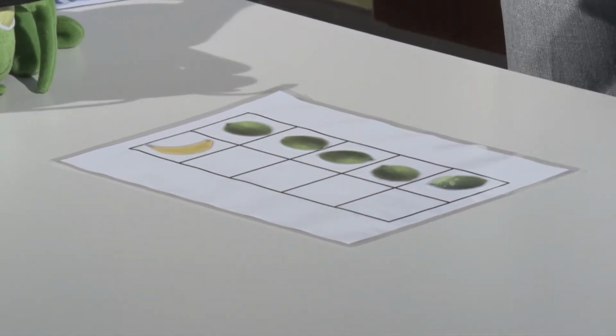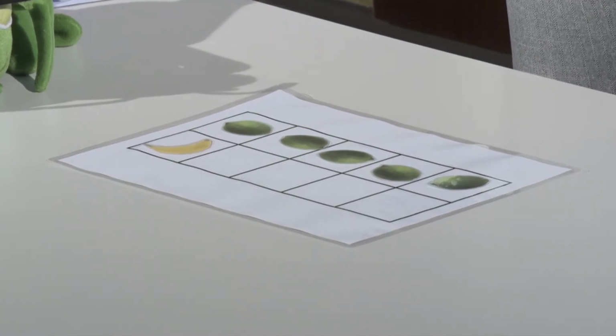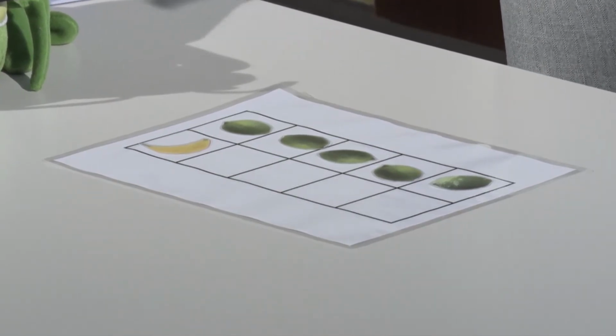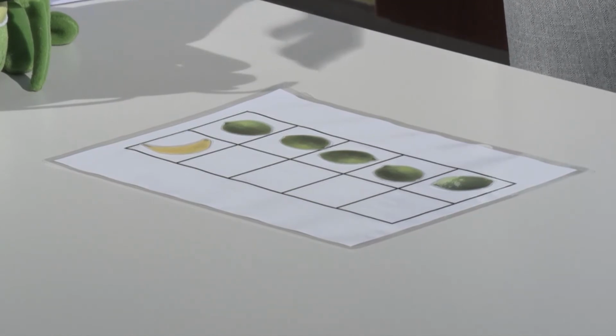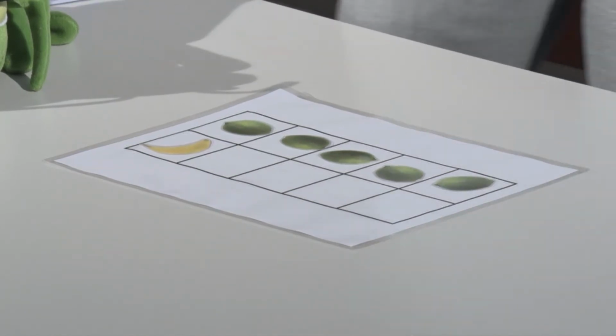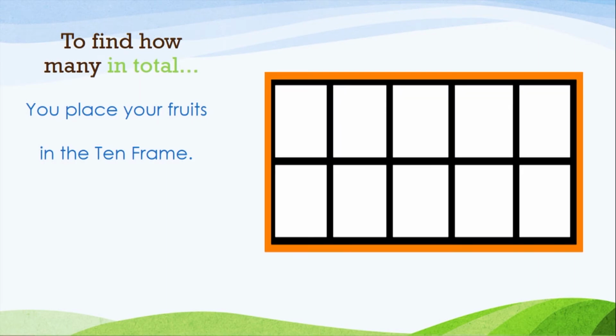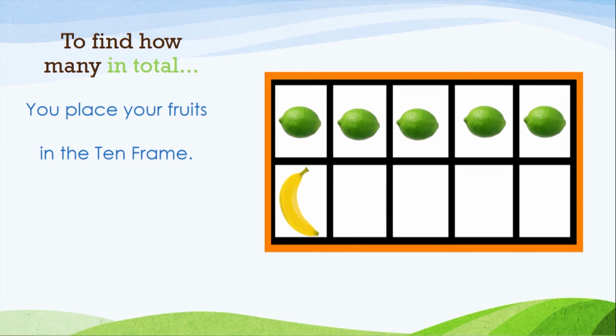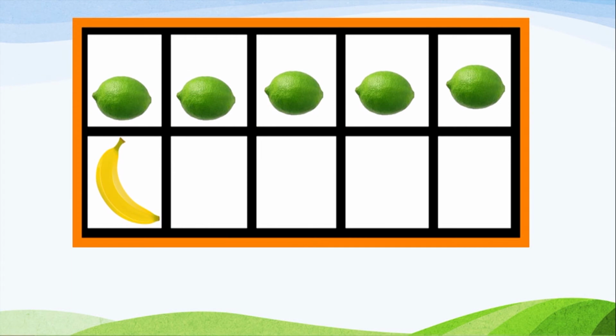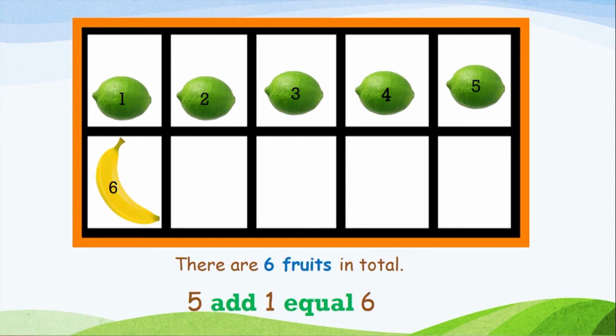What did you get? Did you get 6 fruits? You are correct. There are 6 fruits all together in the 10 frame. So we place our fruits in the 10 frame, and you count all your fruits. 1, 2, 3, 4, 5, 6. There are 6 fruits in total. 5 add 1 equals 6.